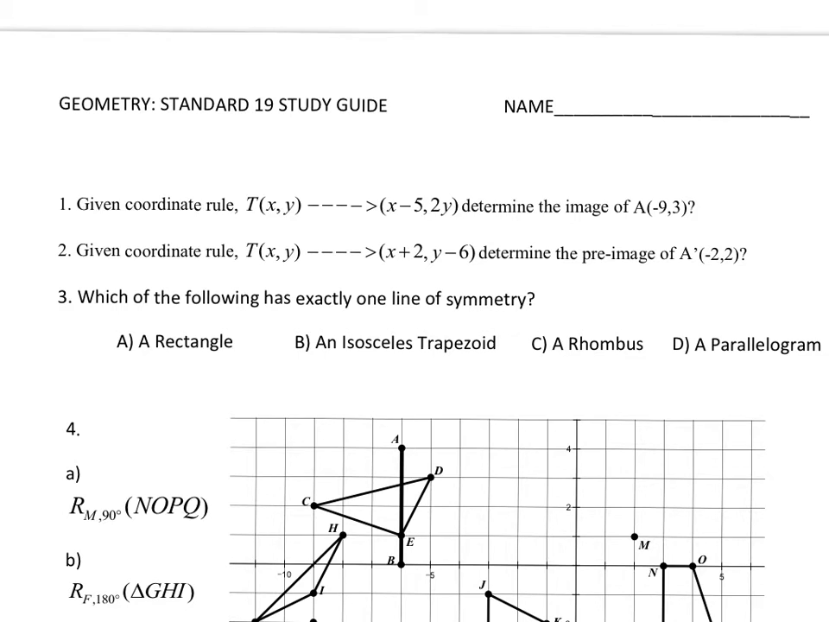So in the first problem we're given a coordinate rule and we're determining the image of point A, which has coordinates -9 and 3. So x is -9 and y is 3. So if we plug those in, -9 for x, 3 for y, and calculate, -9 minus 5 is -14. And 2 times 3 is 6, so that's our image.